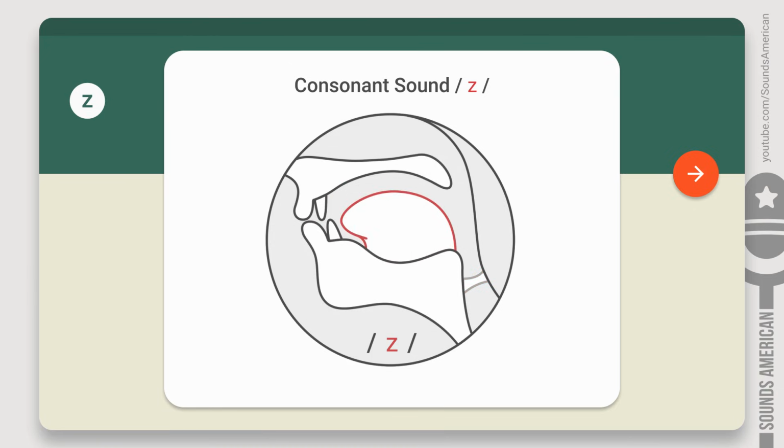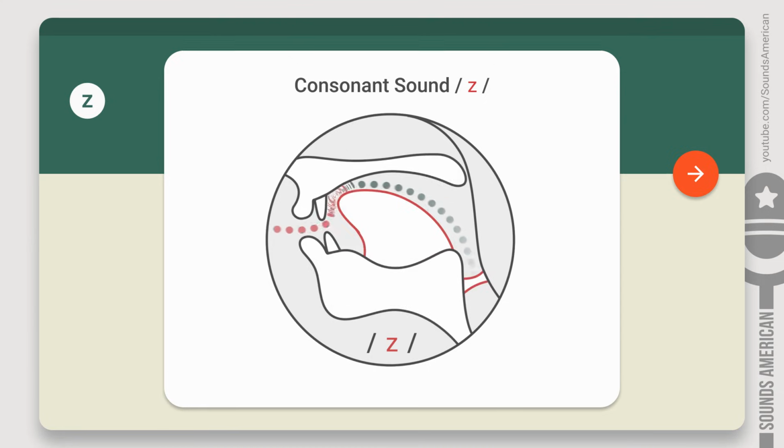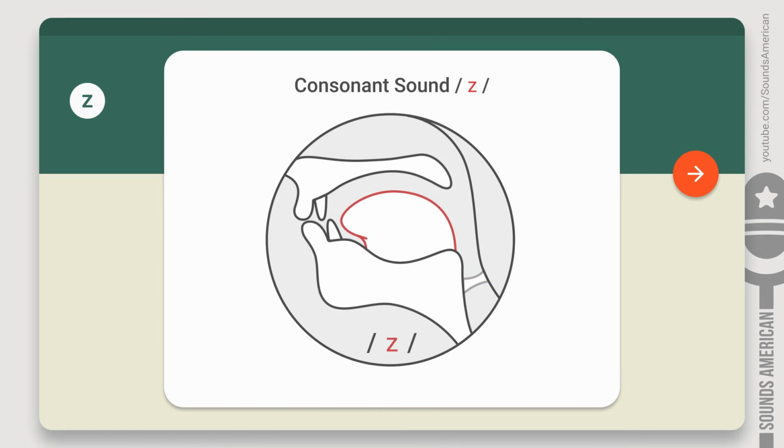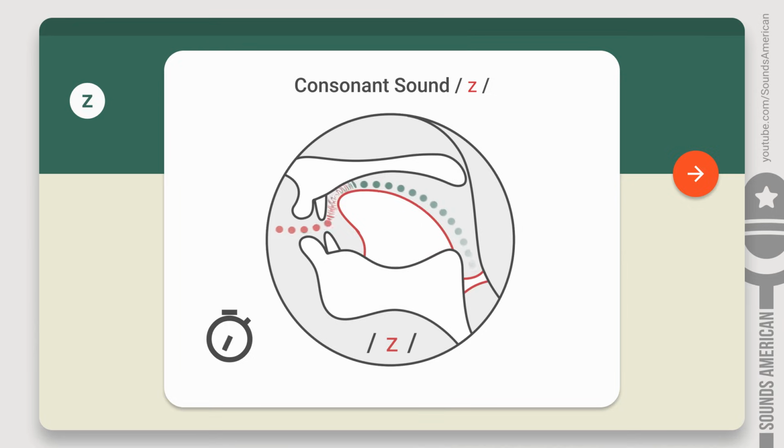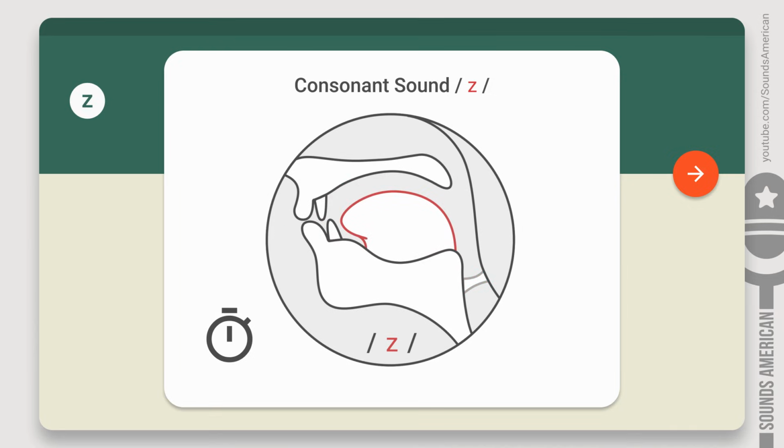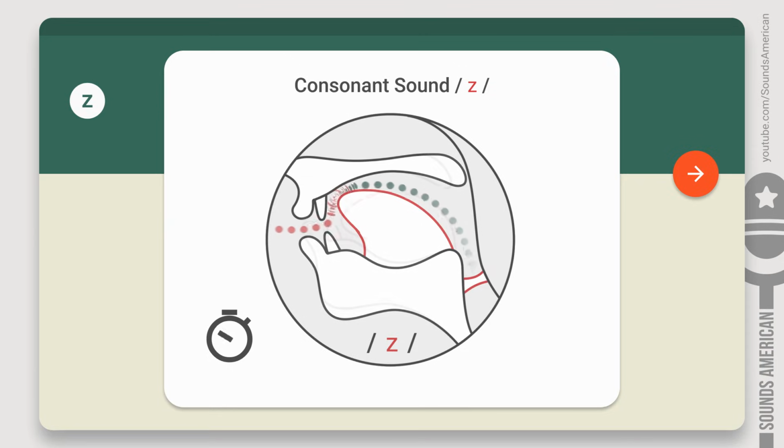Something like this. Zzz. The Z is a voiced consonant, so don't forget to add your voice. Same as all the other fricatives, the Z is a continuous sound, so you should be able to stretch it out, like this. Zzz. Let's do it together. Zzz.